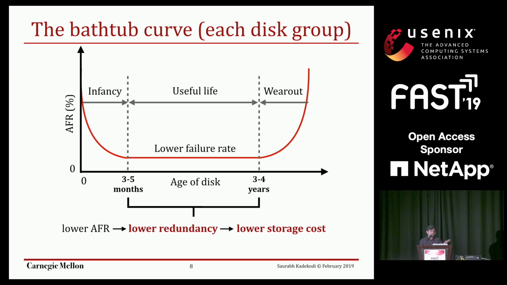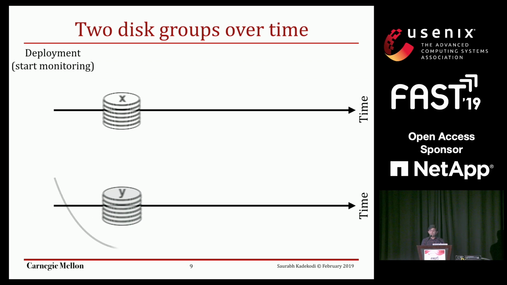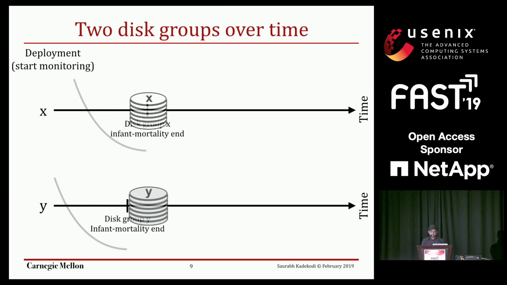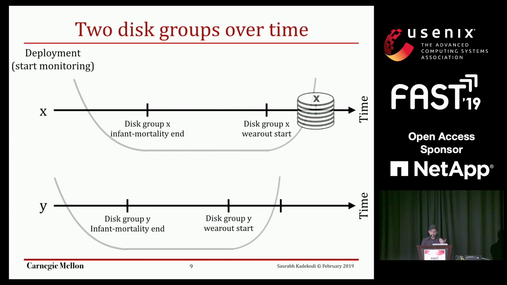Now, like I mentioned before, a typical cluster storage system is made up of multiple disk groups, which means you have to monitor different disk groups simultaneously, and they go through their different phases of life at different points in time. So we propose that for every disk group, even if it has a bathtub curve different from another disk group, there is some default redundancy scheme that is deemed good enough without our optimization. We call that redundancy scheme FT default.